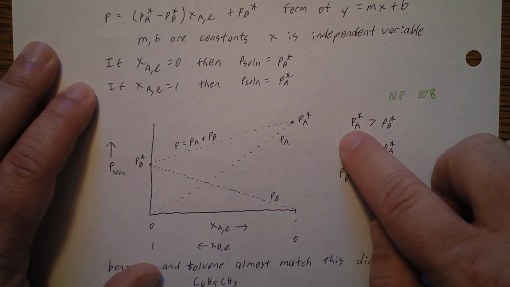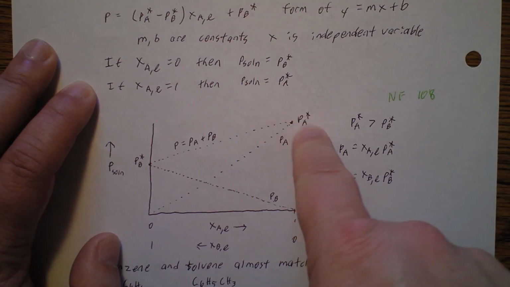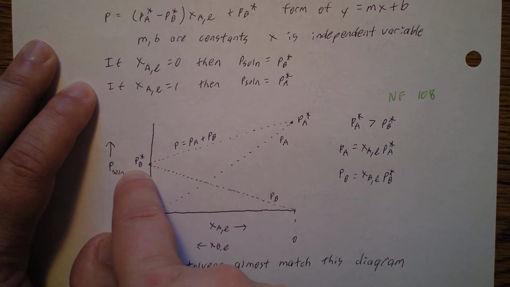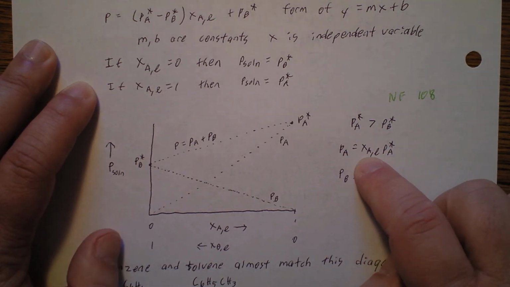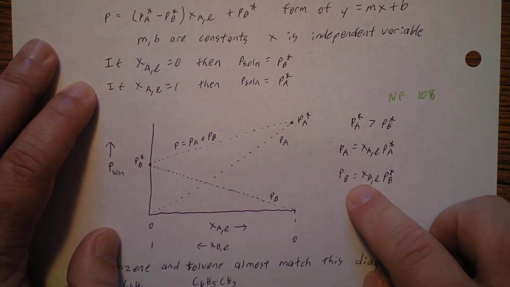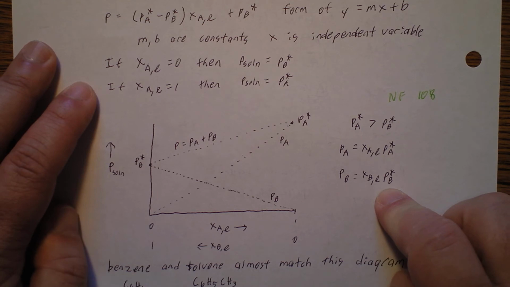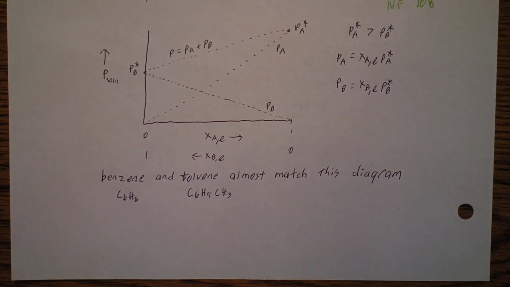So as you can see, in this example, we decided that PA star is greater than PB star. So the partial pressure of A is equal to the mole fraction of A in the liquid times PA star. And the partial pressure of B is the mole fraction of B in the liquid times PB star. Now, if you want to see a real-life diagram that matches this one, you could take a look at benzene and toluene.